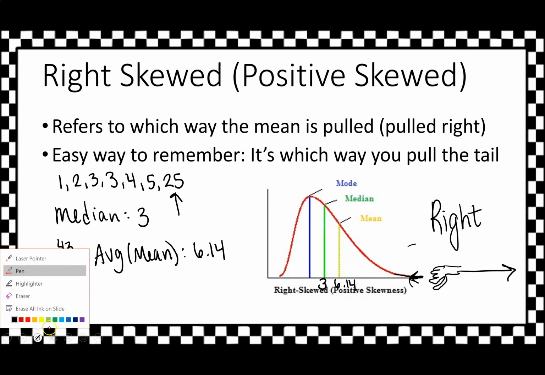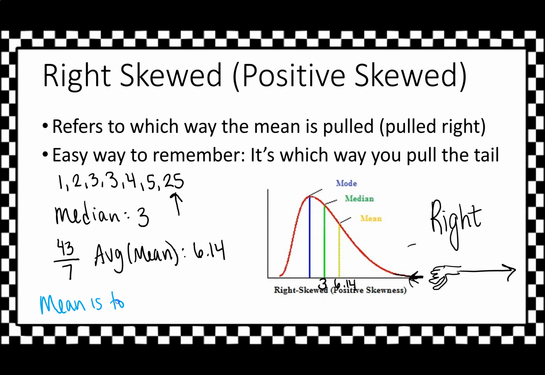So why is this called right skew? Because my mean is to the right of my median. And the reason is that the median is not impacted by that big number, but my mean, my average, is impacted by it because I have to count it in this value here.